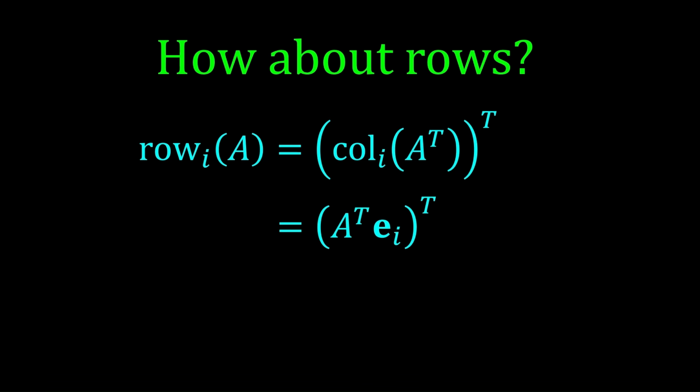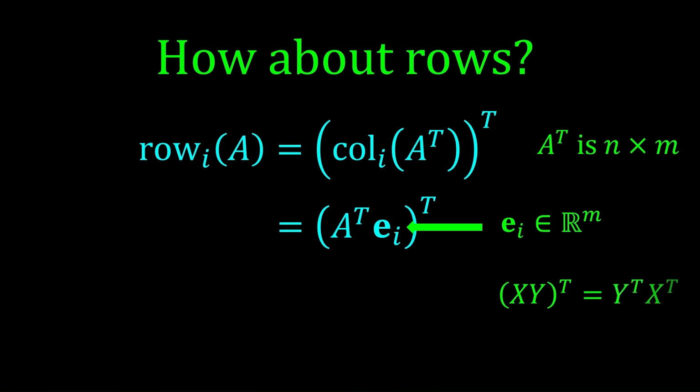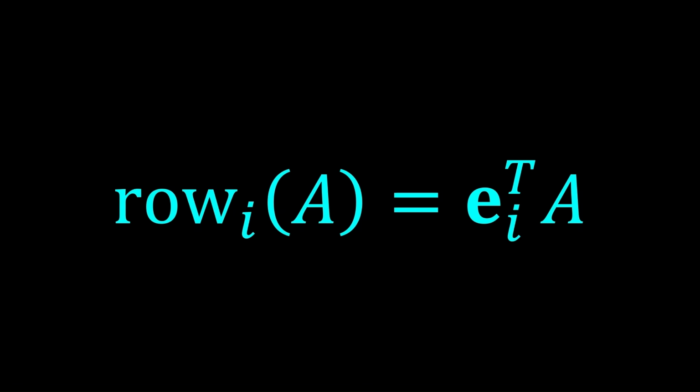Now, just to clarify something, A transpose is n by m, because A is m by n, and that means e_i has to be m by 1 in order for this matrix multiplication to work. So e_i is going to be in R^m. And now when we take the transpose, we can use the transpose product rule, and we get e_i transpose (A transpose) transpose, or e_i transpose A, which is the same thing. So that's the formula for the ith row of A. You just left multiply by e_i transpose.